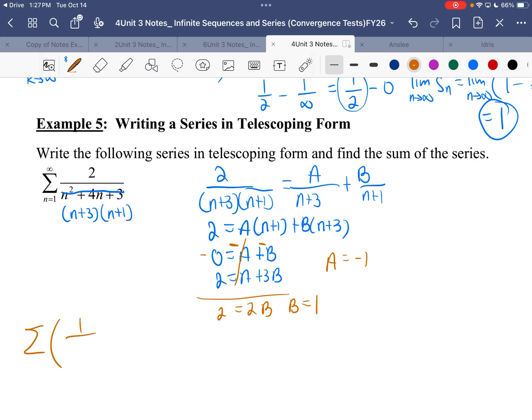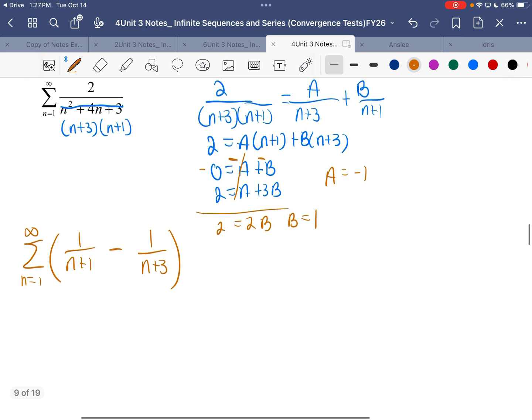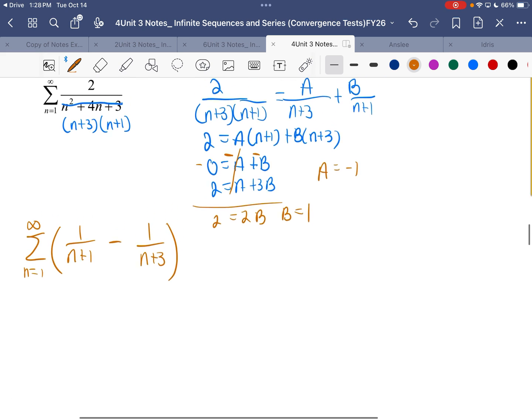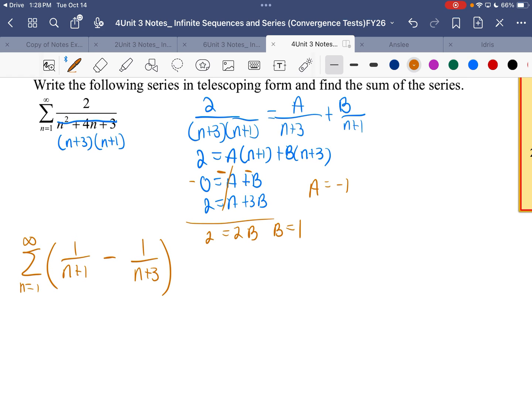Okay, so I'm going to put 1 over n plus 1 just because I want to have the negative number second. It really does not matter though, as long as you have the positive 1 over the correct denominator. Okay. So, pausing so that you can make sure you've written it down.